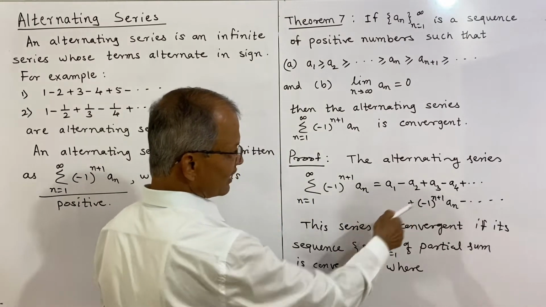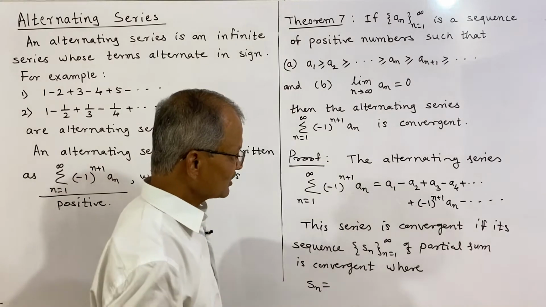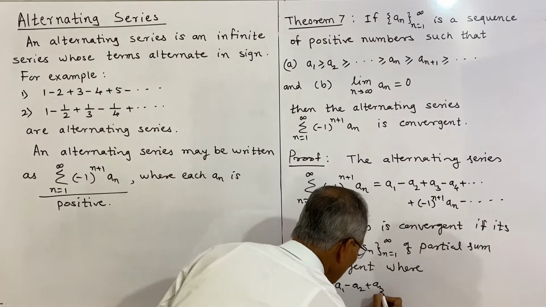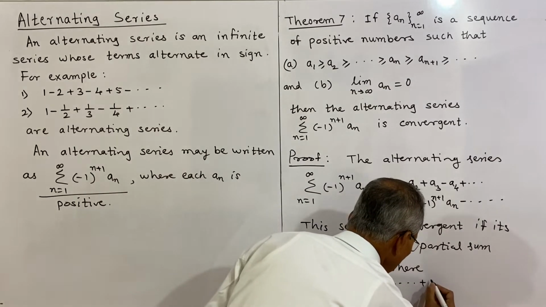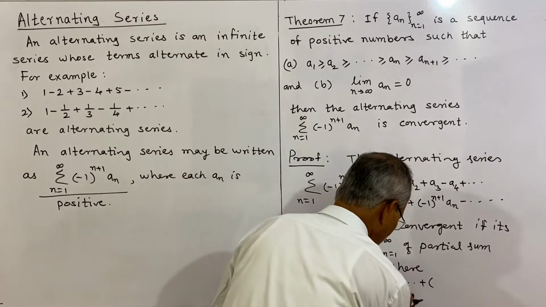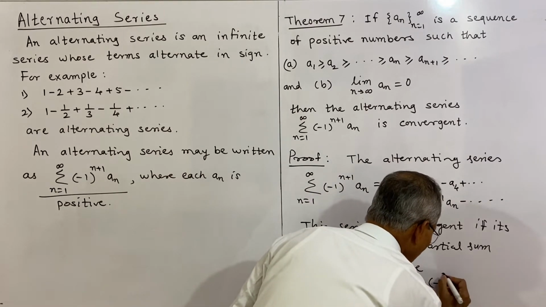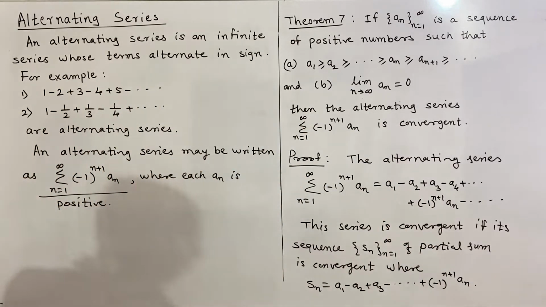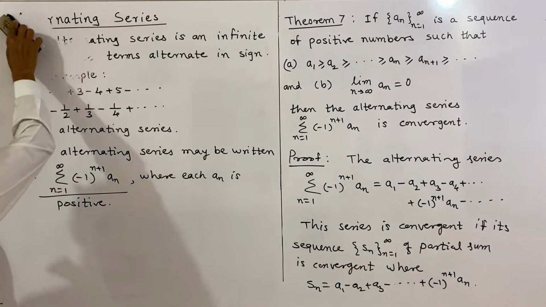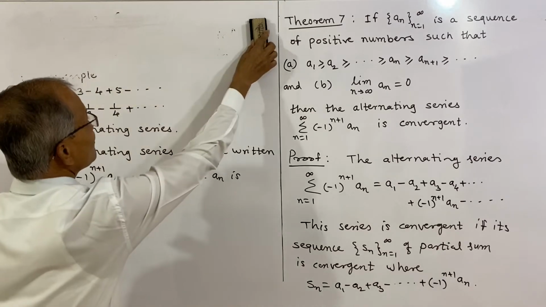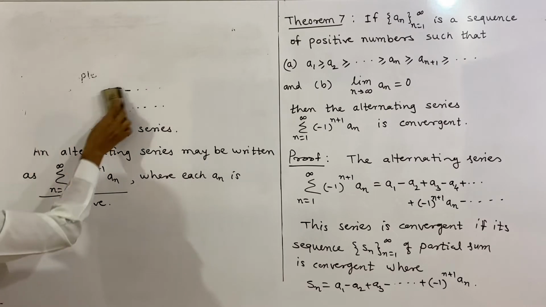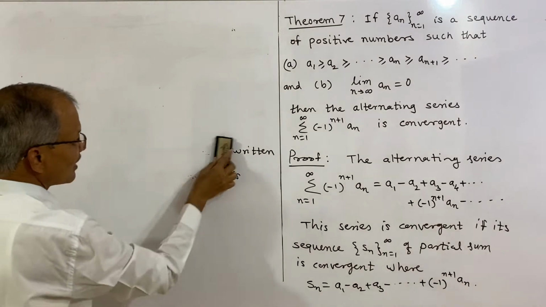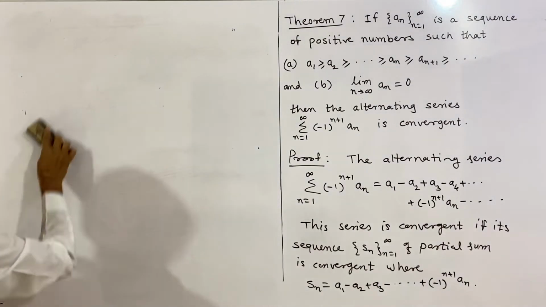From this we can collect the first n terms, and the sum of these first n terms will be a1 minus a2 plus a3 and so on, and the last term is minus 1 to the power n plus 1 an. So this is Sn, and if this Sn is convergent, then the series will be convergent. Now we shall prove that the subsequences of this Sn converge to the same limit.